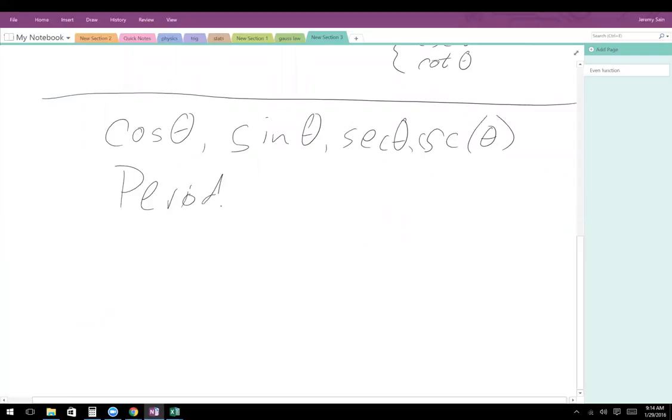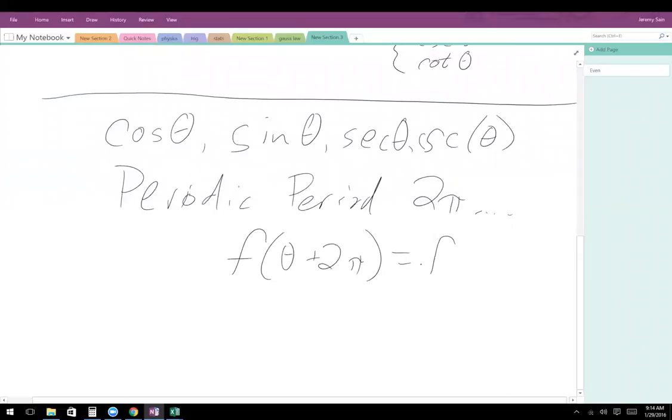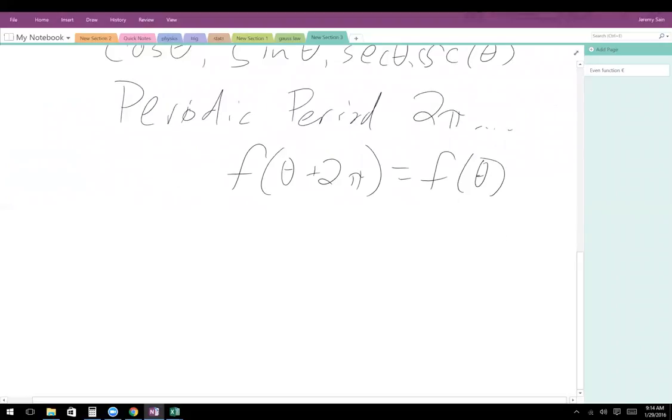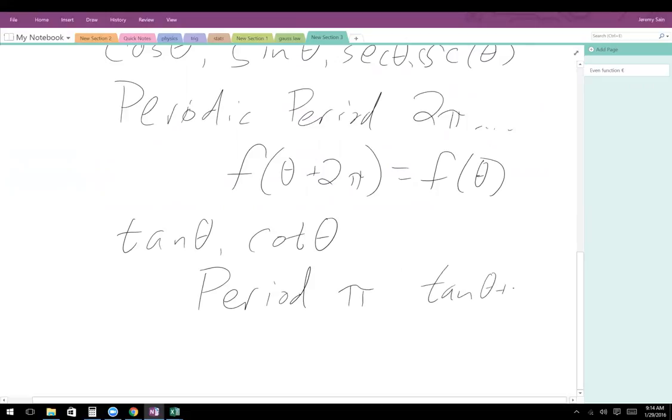these guys are all periodic with period 2 pi. So again, that means if I plug in a number plus 2 pi, nothing happens. You get the same thing. On the other hand, tangent and cotangent, we talked about this the other day. They have period pi. So tangent of theta plus pi is tangent of theta.